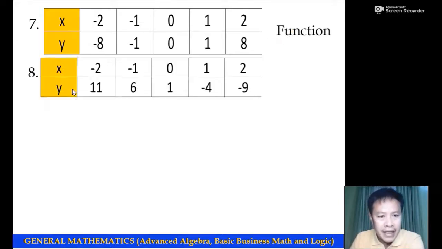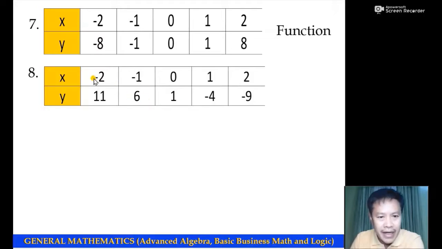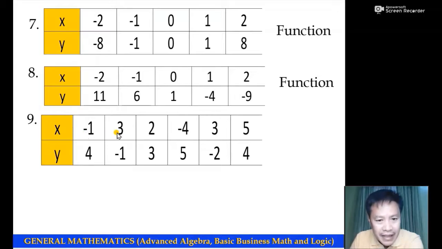Number 8. Okay, the table of values is like this one. The abscissas are negative 2, negative 1, 0, 1, and 2. And this is a function because the abscissas are distinct from each other. No two ordered pairs have the same first element and that is a function. And this is one-to-one.